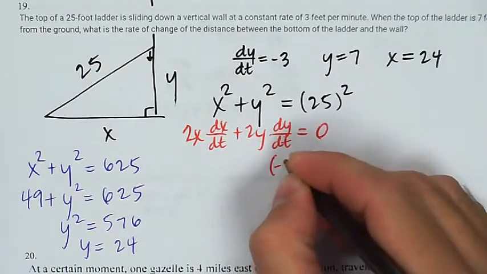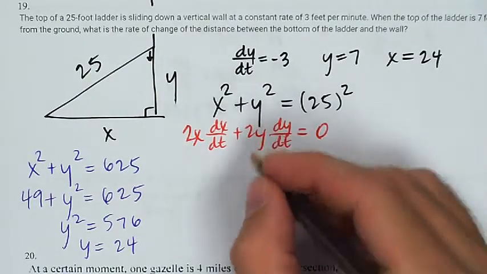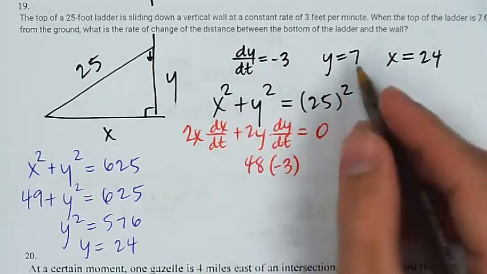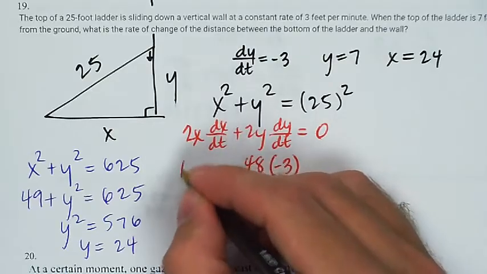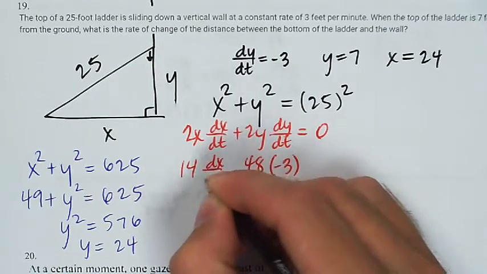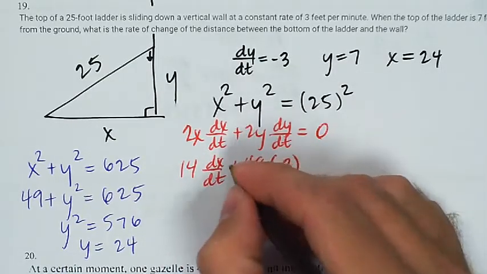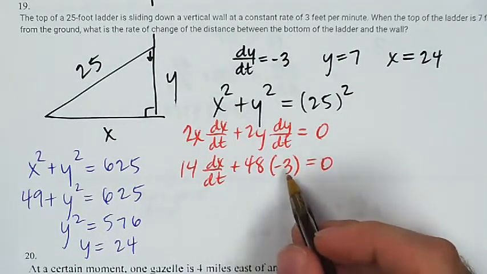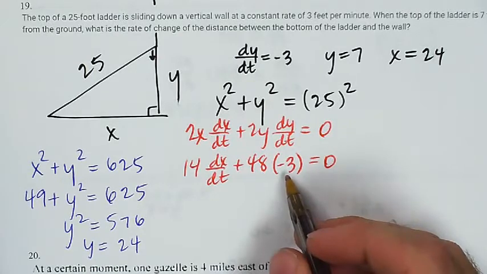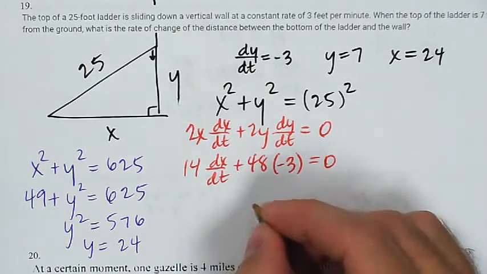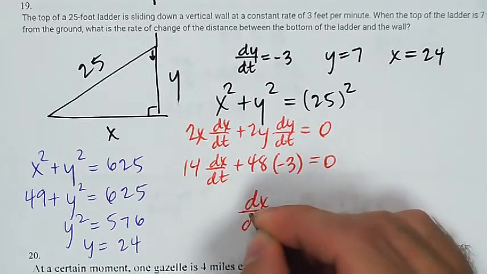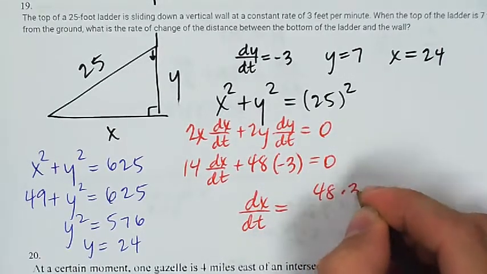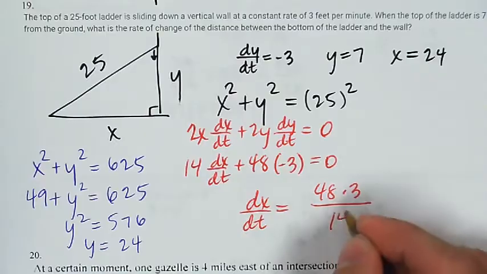So if dy/dt is -3, 2y is 48, and 2x is 14 dx/dt. That's what I'm hoping to solve for. Plus that is equal to 0. All right, 48 times 2 I'm good with, but 48 times -3, I don't want to risk it, so I'm going to say dx/dt is equal to positive 48 times 3 divided by 14.